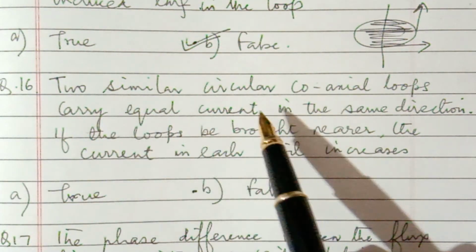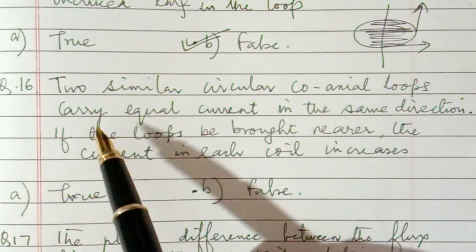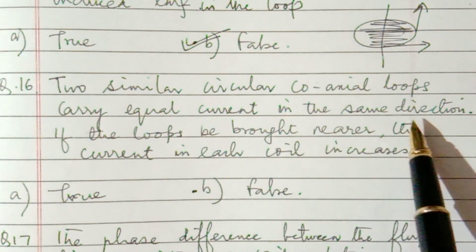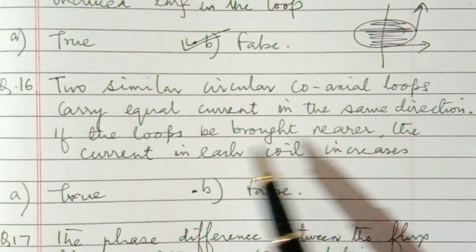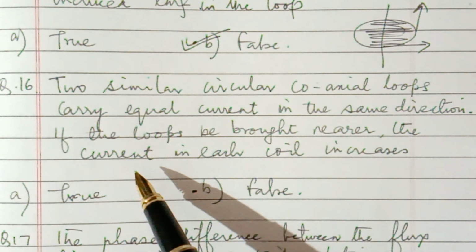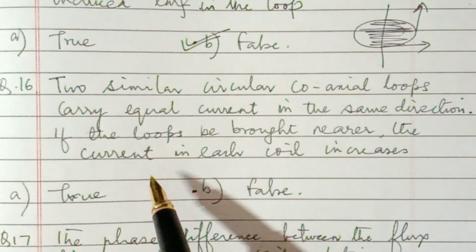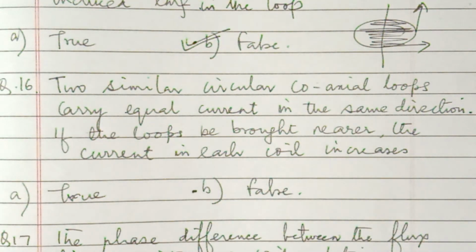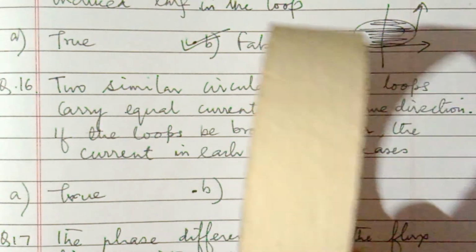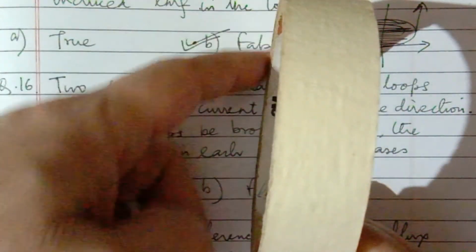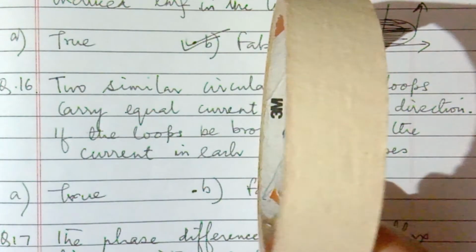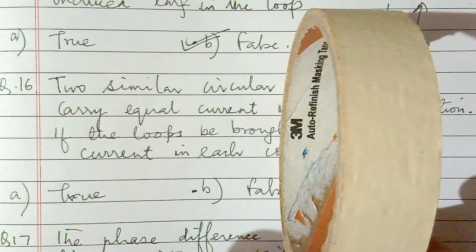Two similar circular coaxial loops carry equal current in the same direction. If the loops are brought nearer, the current in each coil will increase. So this is a question. Suppose this is one coil and this is another coil. Current is flowing in the same direction. Suppose, if you observe from the side, it is flowing anti-clockwise.